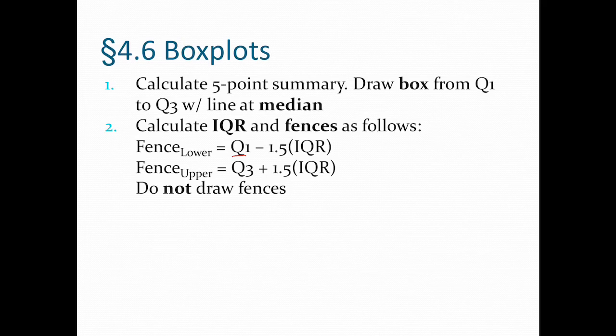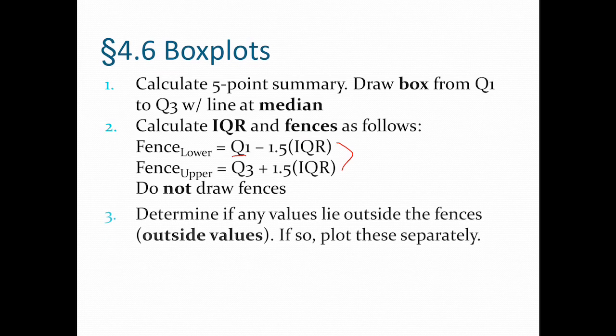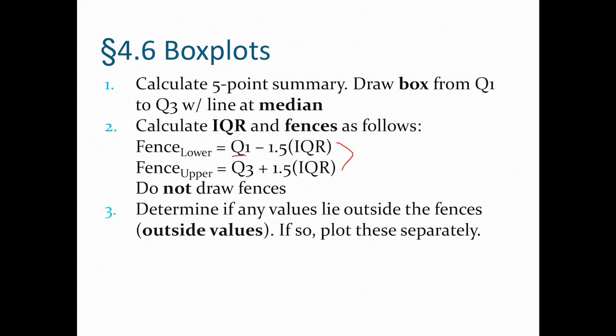You don't draw these fences. These fences are here to determine if there are outliers in your data set. We'll talk about that in a little more detail coming up here. After you determine your fences, you're going to find if a value falls outside of these values. So for the upper fence, it would have to be greater than the upper fence. If it's lower, it's going to be less than that value. And I'll show you an example coming up here. And if there are outside values, you plot these separately.